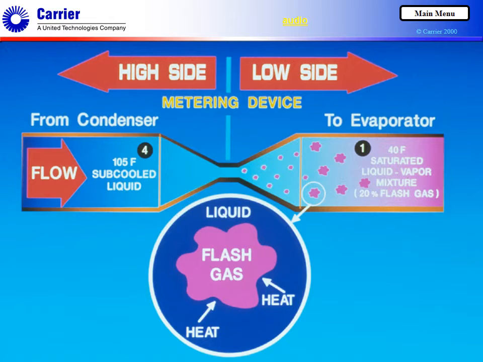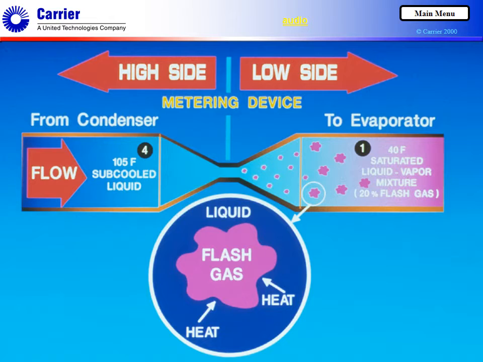In order for the 105° Fahrenheit liquid refrigerant at point 4 to drop to the 40° Fahrenheit saturation temperature at point 1, heat must be removed from the liquid at point 4. Since the metering process shows no change in enthalpy, the heat has not been rejected outside the refrigerant. Instead, a portion of the heat in the refrigerant is transformed from sensible to latent heat.